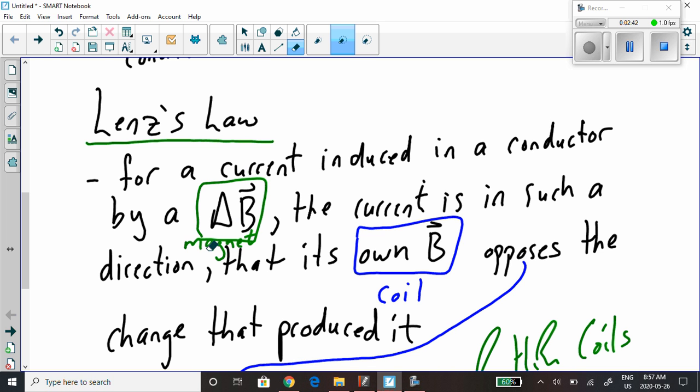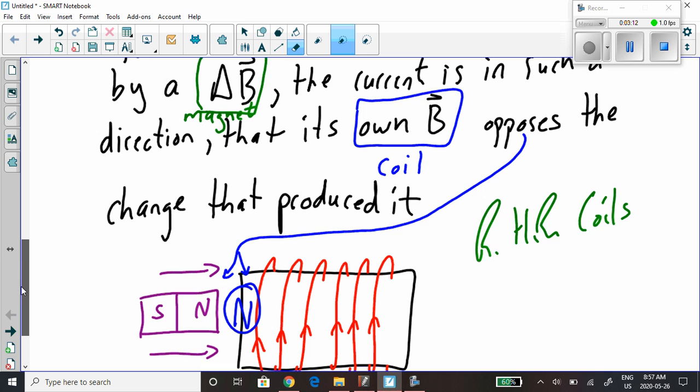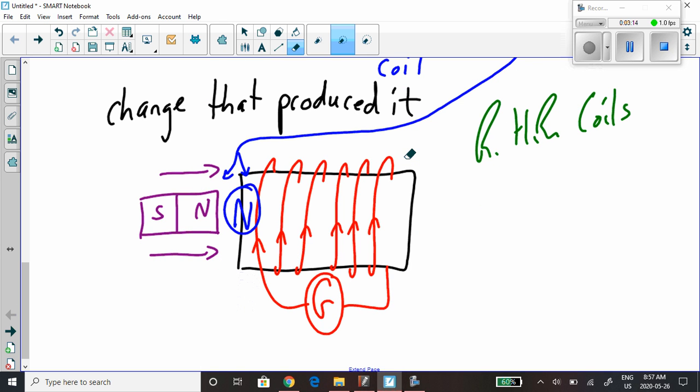The current is in such a direction that its own magnetic field, so usually in grade 11 what I did is I had a magnet and I moved it around a coil. That's why I put the word magnet and coil here. So the changing magnetic field is from the moving magnet. Well, that creates a current in a coil, but as soon as you have a current in a coil, it has its own magnetic field. But this newly created or induced magnetic field opposes the change that produced it. And we showed this to you in grade 11.